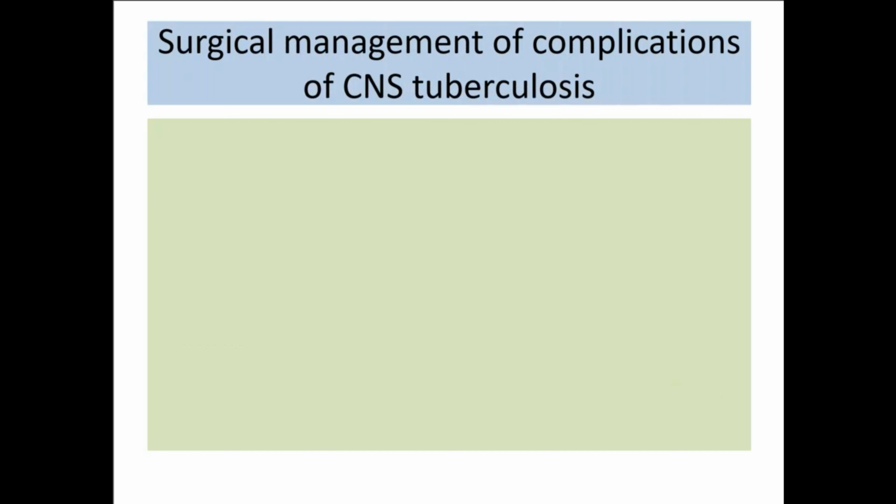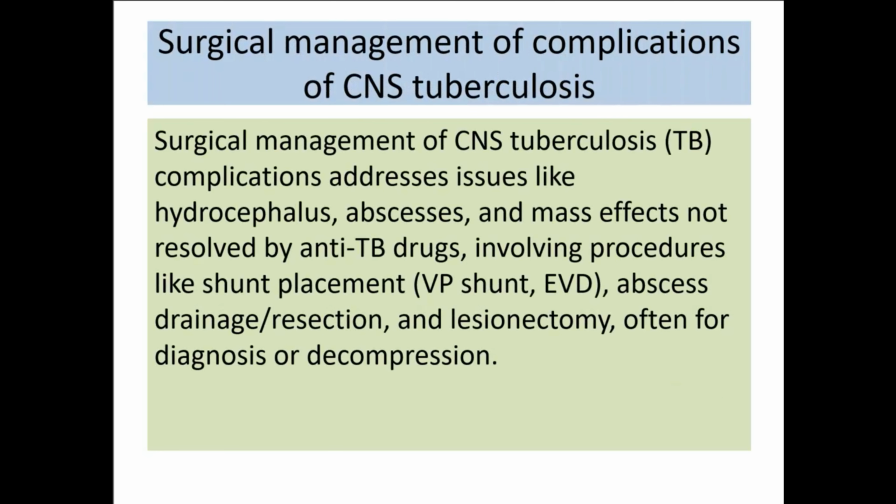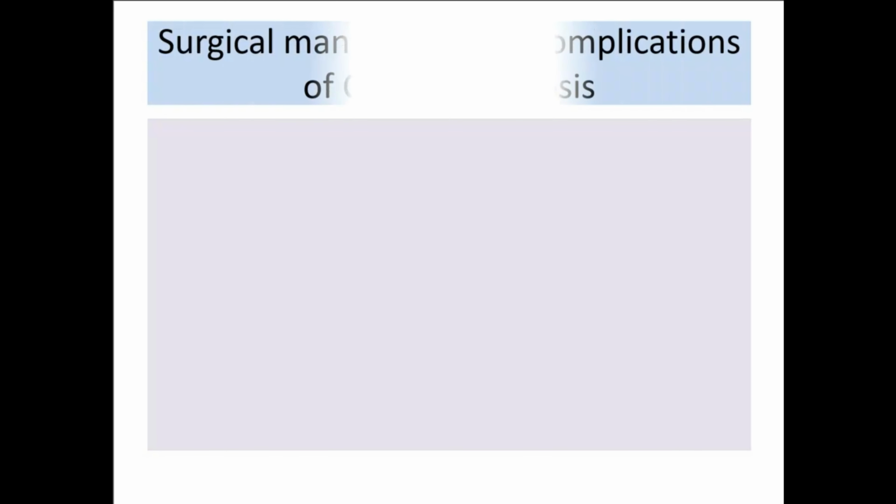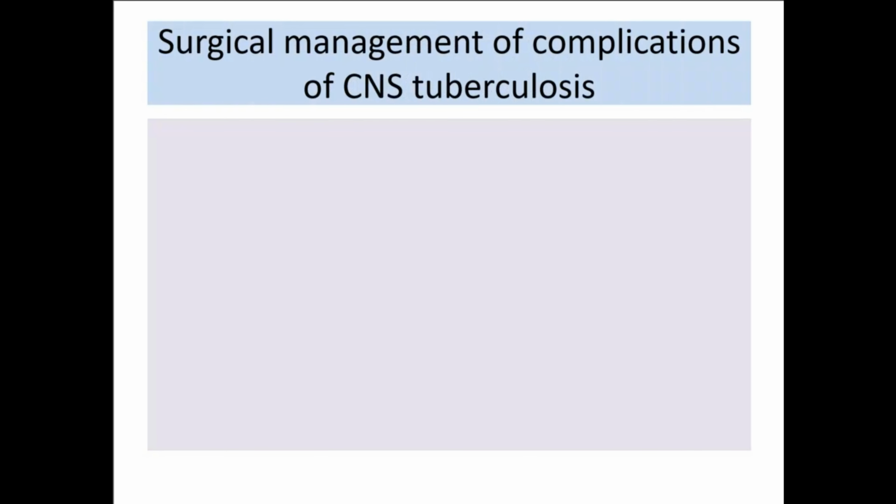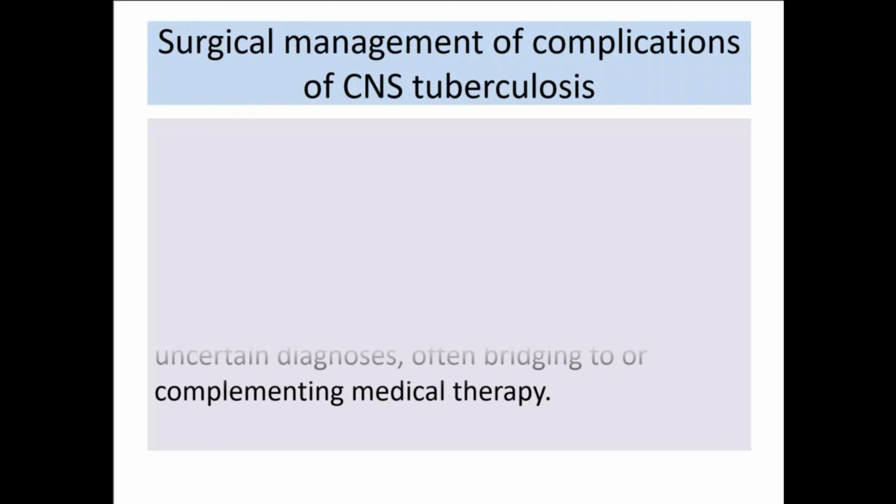Surgical management of complications of CNS tuberculosis. Surgical management of CNS TB complications addresses issues like hydrocephalus, abscesses, and mass effects not resolved by anti-TB drugs, involving procedures like shunt placement, VP shunt, EVD, abscess drainage, resection, and lesionectomy, often for diagnosis or decompression.